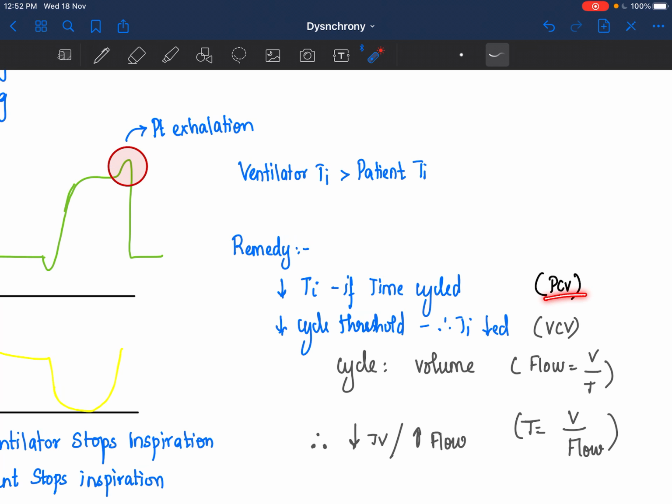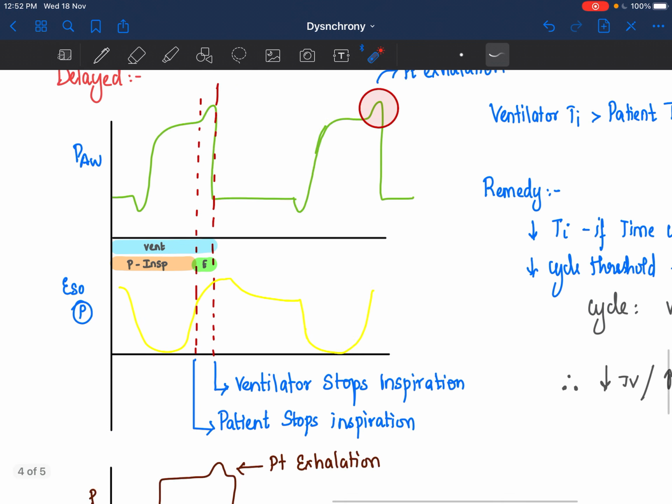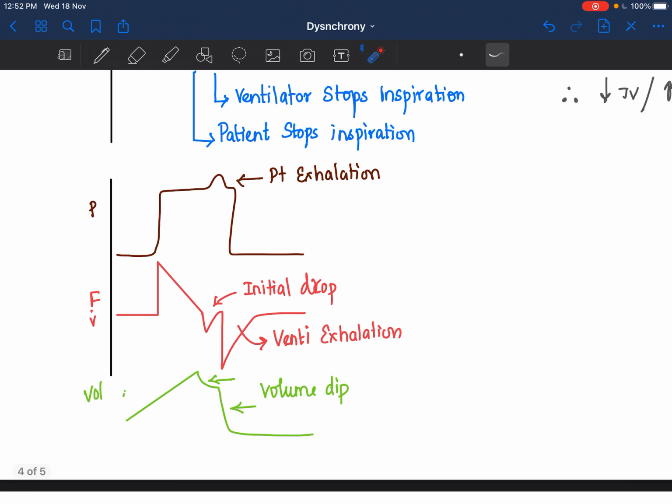If it is pressure cycled, it is going to be straightforward. You reduce the inspiratory time, then the patient is going to be happy. Here, where the cycling factor is volume, in volume controlled ventilation, you can indirectly reduce the inspiratory time by reducing the volume that is given to the patient, or increasing the flow that is given to the patient. Okay. So, this is how you tackle a delayed cycling dyssynchrony.